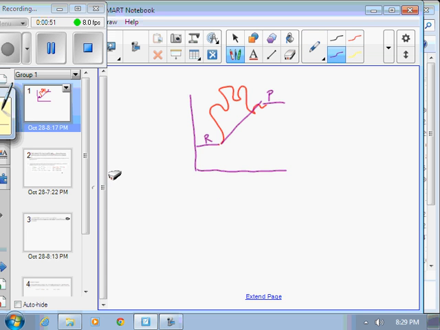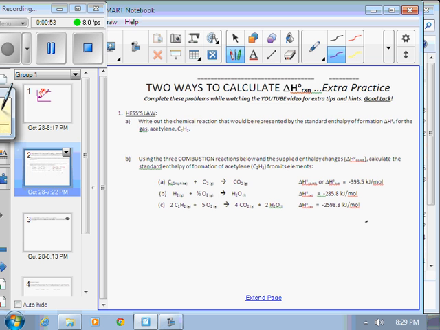So that's why you're allowed to do Hess's Law: you can add up seemingly random reactions, and as long as they manage to add up to equal the reactants and the products that you want, then it's perfectly fine. So let's look at an example.